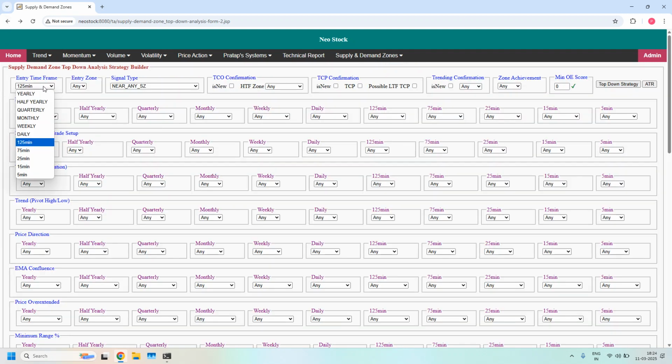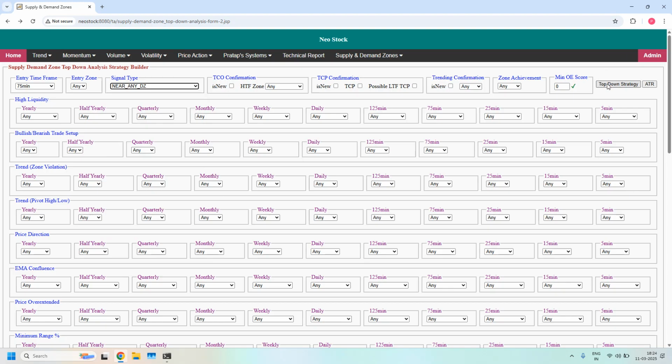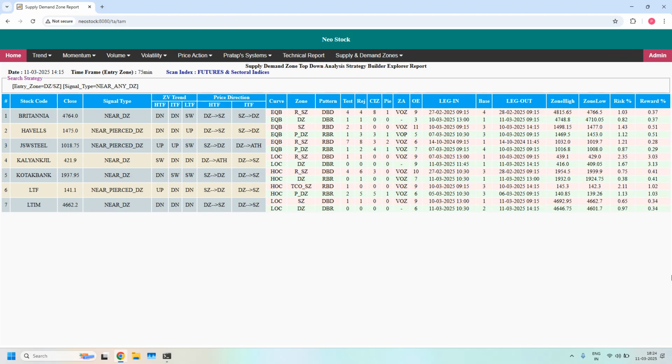Next time frame is 75 minutes. Entry time frame 75 minutes. Let us find the stocks near 75 minutes demand zone. We got 7 stocks. Let us identify high liquidity 75 minutes demand zones from this list. Now we don't have any 75 minutes high liquidity demand zones. That means today from both daily and 75 minutes time frames we did not find any demand zones. All the HLQ trades should be only on the supply zones. Interesting.